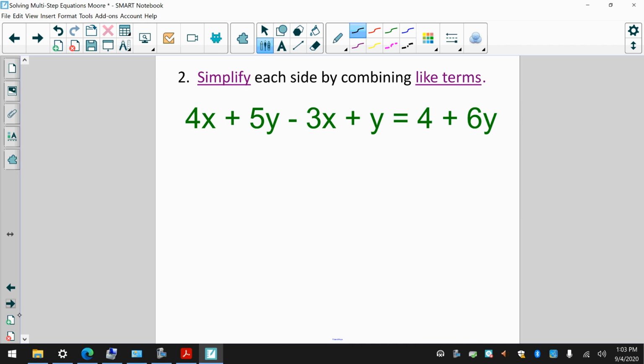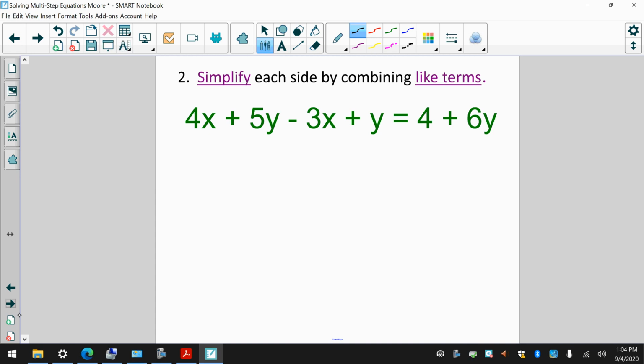Step 2, simplify each side by combining like terms. Sometimes we have terms on both sides of the equation that are the same. Remember, you can only combine things that are alike when you're adding and subtracting. For example, if you have a bag of M&Ms, and you wanted to add Skittles to them, you could have 10 M&Ms in a bag and add 10 Skittles. You don't have 20 Skittle-Ms. No, you have 10 M&Ms and 10 Skittles. You cannot combine those because they are not alike.